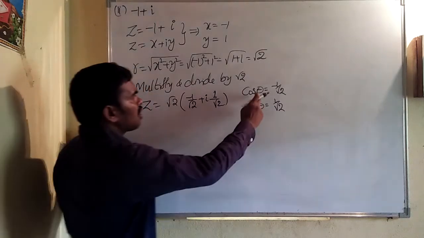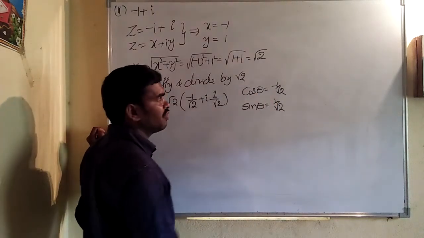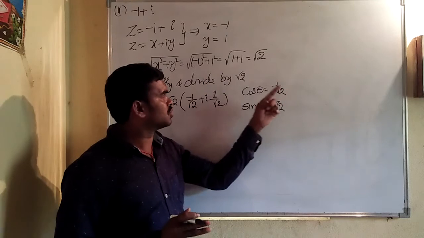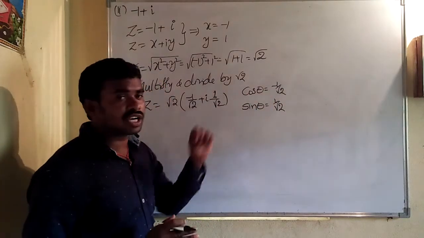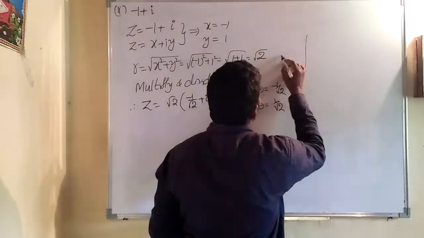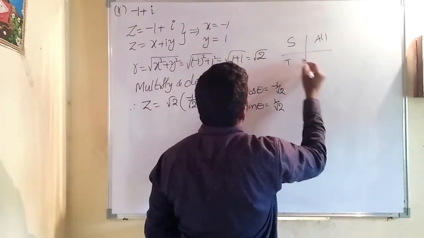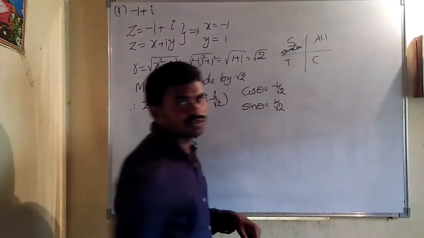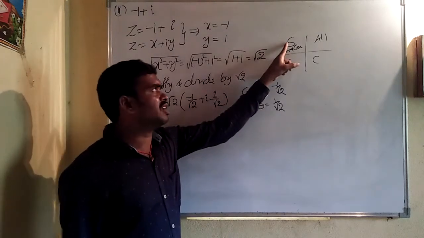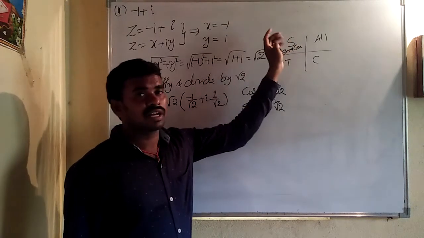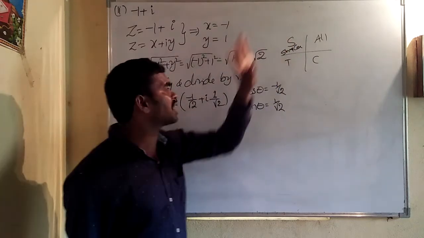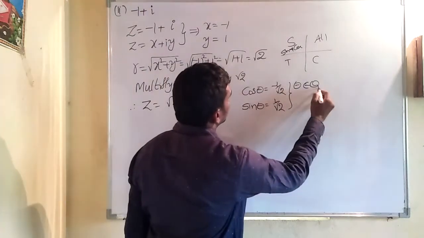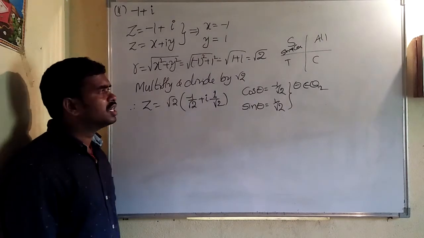So now tell me here, cos is negative, sin is positive. Which quadrant is it possible? In the first quadrant, all are positive, so it doesn't belong to the first quadrant. In the second quadrant, sine and its opposite, cosec, are positive; all the remaining are negative. Means sine positive, cos negative. So that's why theta belongs to the second quadrant.